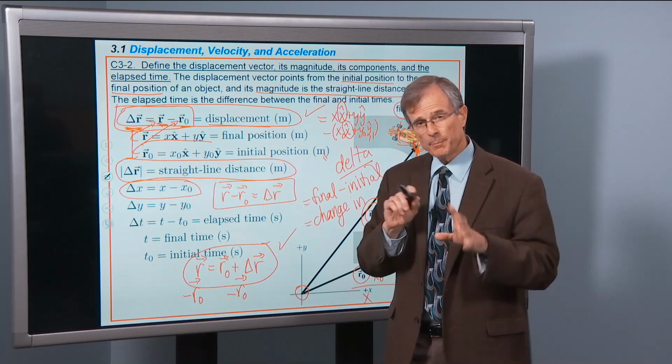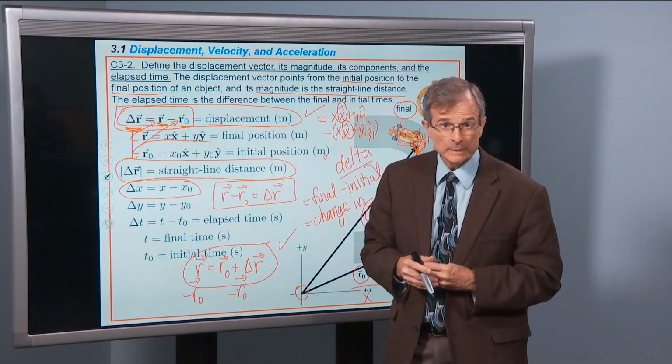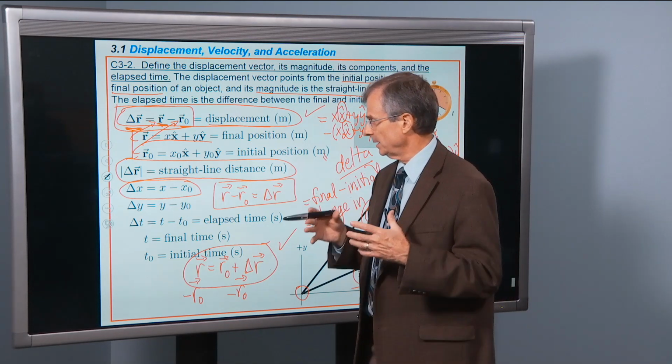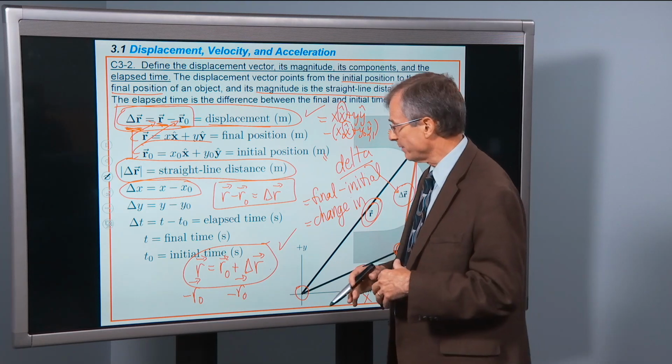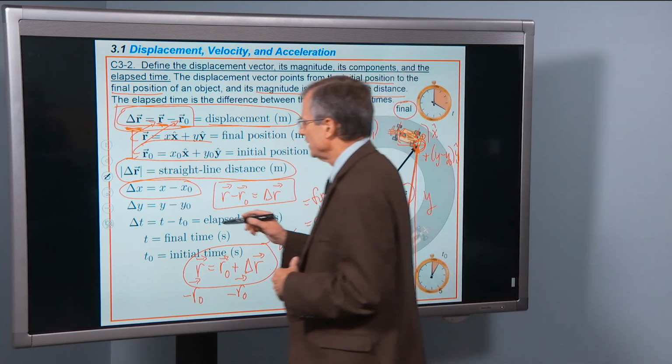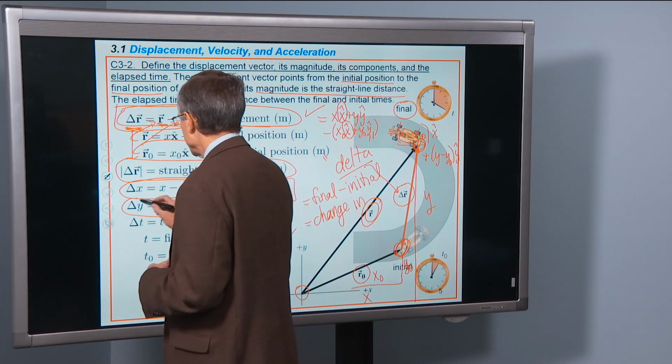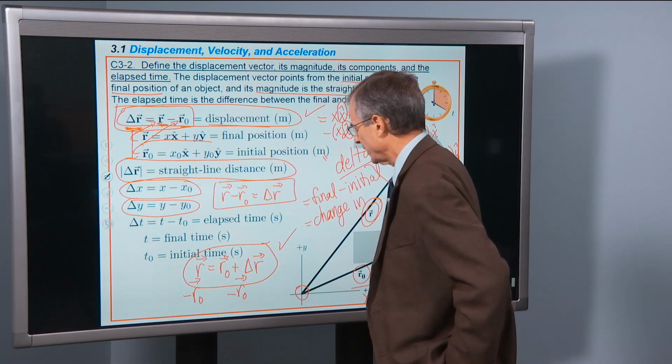We'll do a lot of examples with this, and so if it seems a little much right now, we'll do a lot of examples to show you how this comes out. Delta y is the y component of the displacement vector.